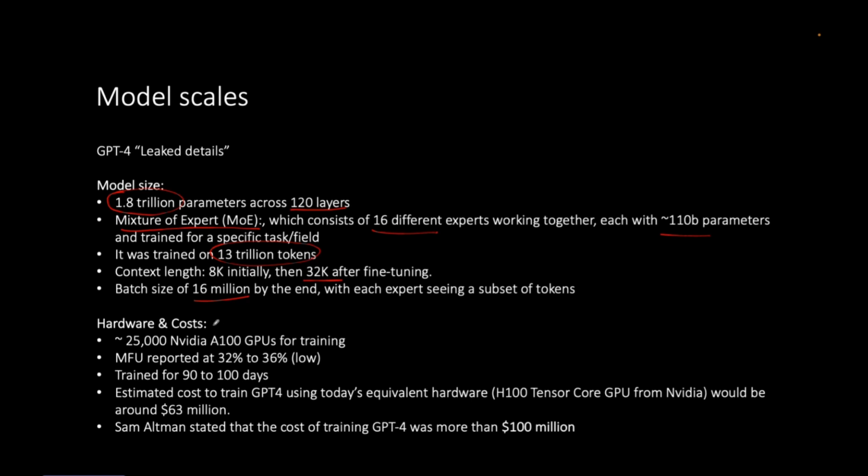Obviously, they need a lot of hardware to do that. They say that they put 25,000 NVIDIA A100 GPUs to train, and they report that it took around 100 days. So if you do the math on how much it would cost if you go and buy those on Amazon, this would cost around $63 million to train a model like this.